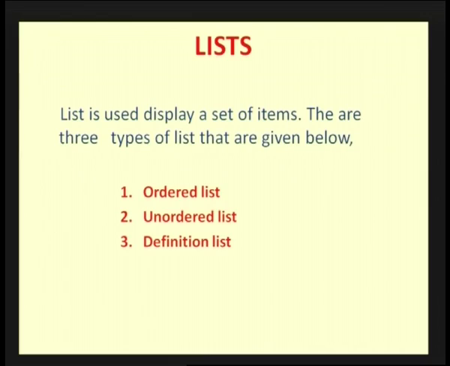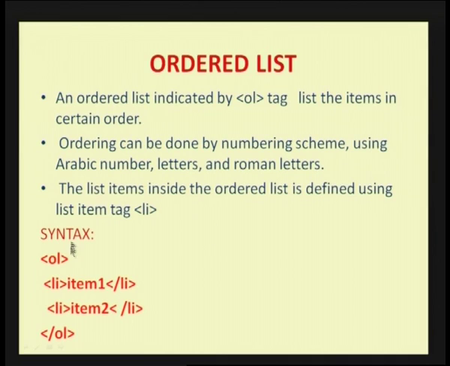There are three types of list in HTML: ordered list, unordered list and definition list. The first list is the ordered list. What is meant by ordered list? We generally list the items using a numbering scheme. That is, we can list the items with alphabets, Roman letters or with normal numerals. The syntax here is we use the OL tag as a root tag. It specifies the ordered list, and inside that we have the LI tag which specifies the item to be displayed. We start with the OL tag and close it with the /OL tag. Inside this we list the items. The LI tag is used to list the items.